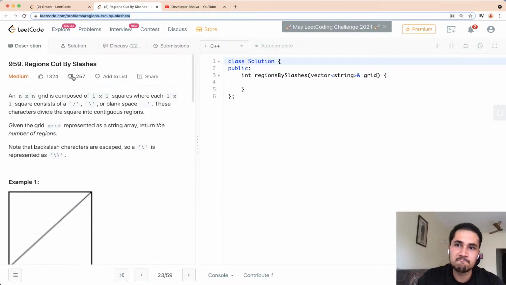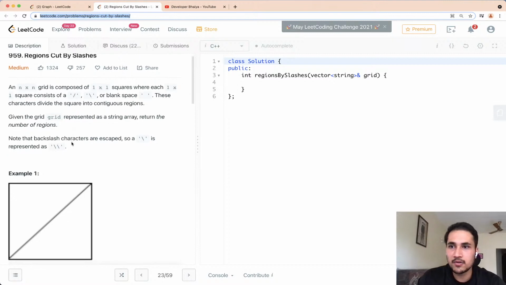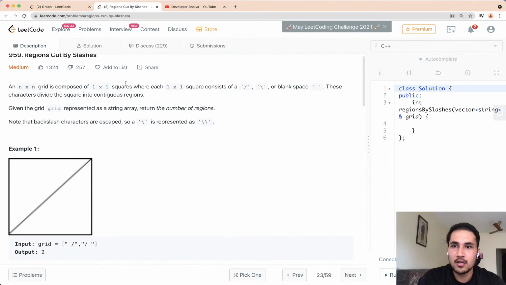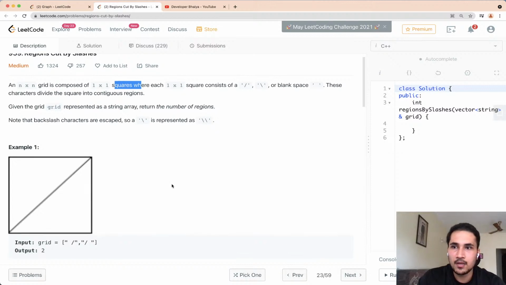So we have, I will say, an okay-ish number of likes and dislikes. Let's quickly read the problem. The problem is saying that we have an n cross n grid composed of 1 by 1 squares, where each square is either this or that, or a blank space. These characters divide the square into continuous regions. Given the grid representing a string array, return the number of regions.